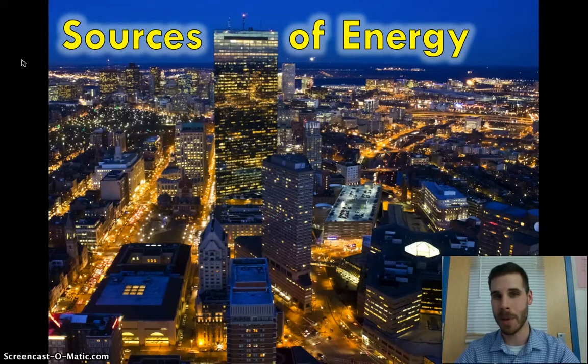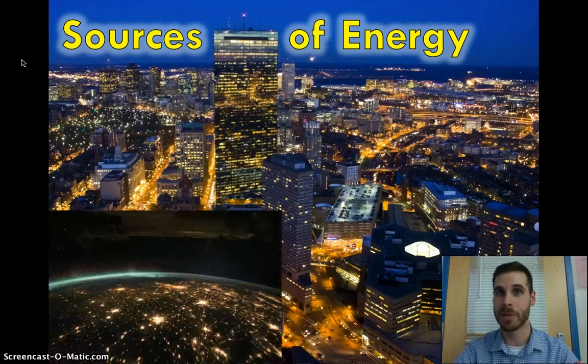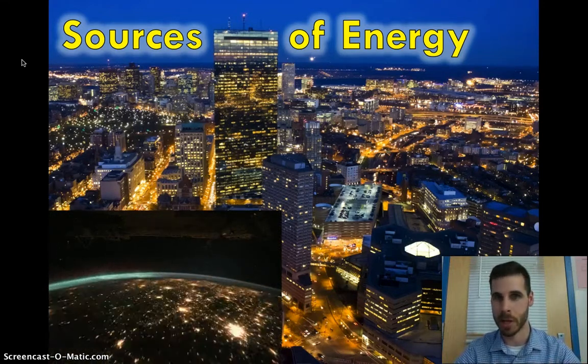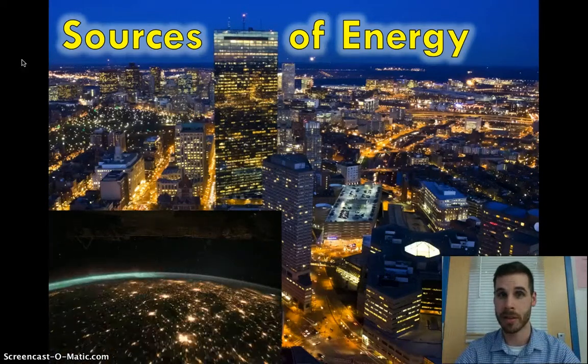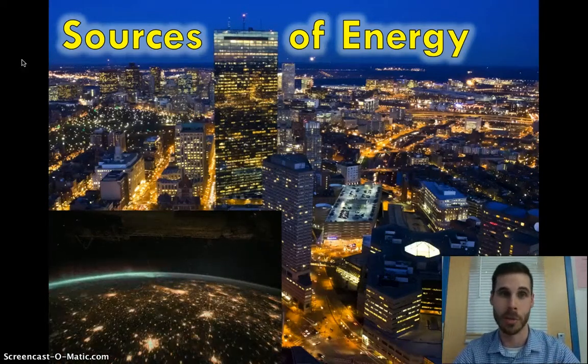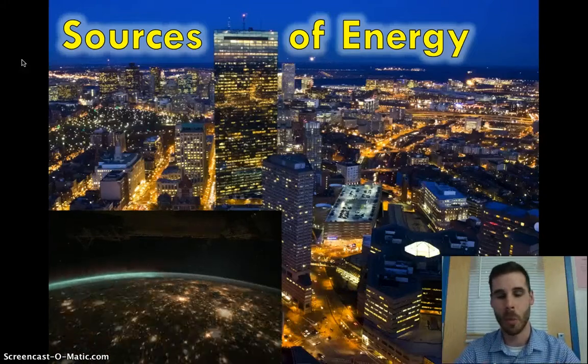Now, specifically in this picture, the energy that we're seeing is light energy, which is provided by electricity, which had to come from somewhere. So where do we get the energy that we're seeing in this picture right now? Well, it turns out that our cities are so bright, in fact, you can see them from space, because we have multiple sources of energy that we can harness to create electricity, which is our primary means of transferring energy from one place to another efficiently. So what are these methods?